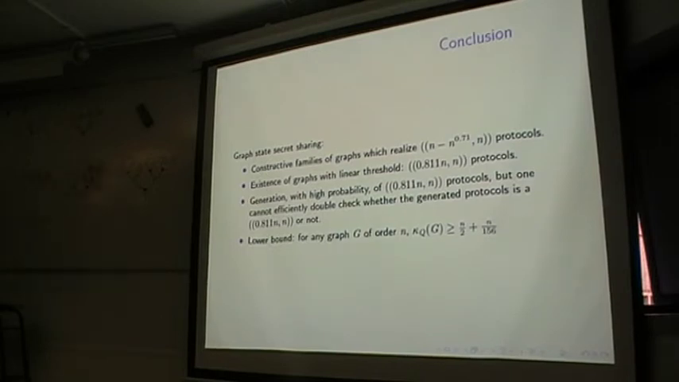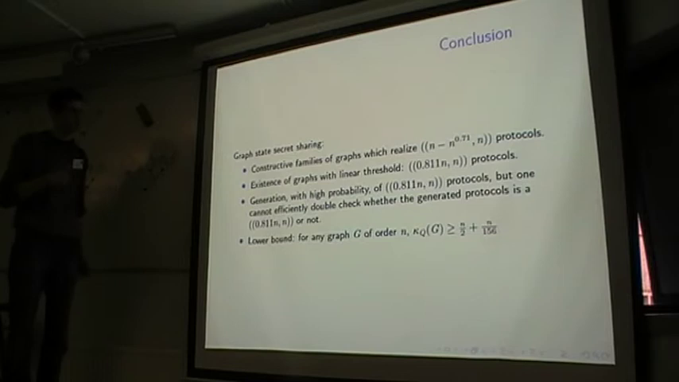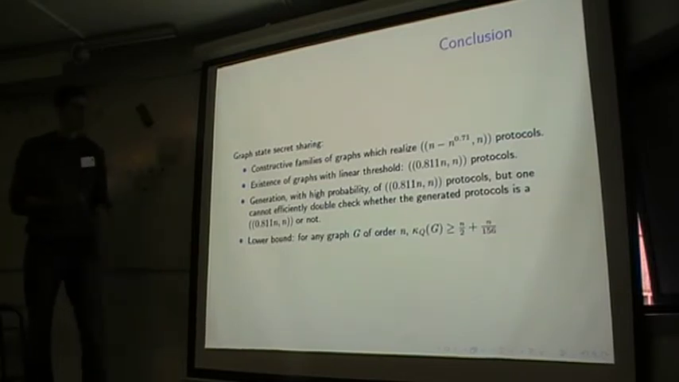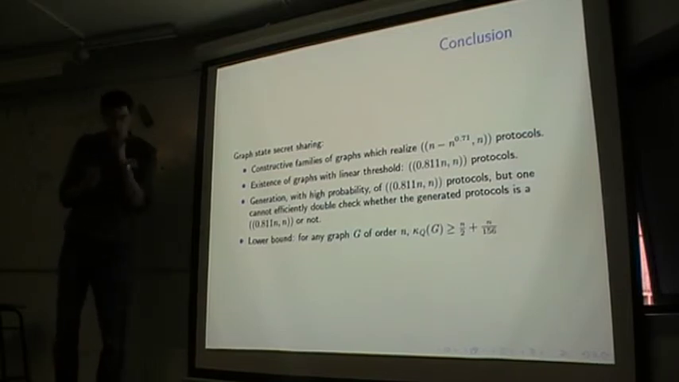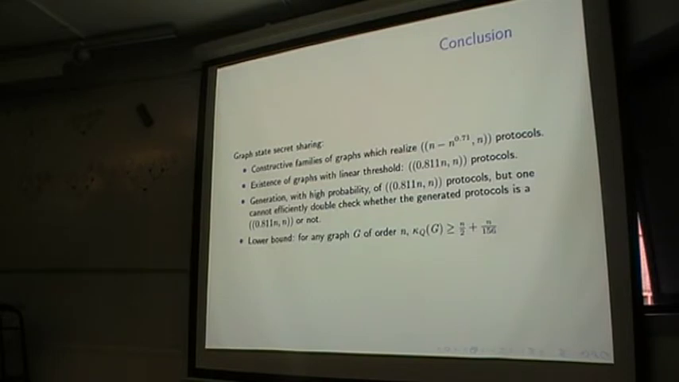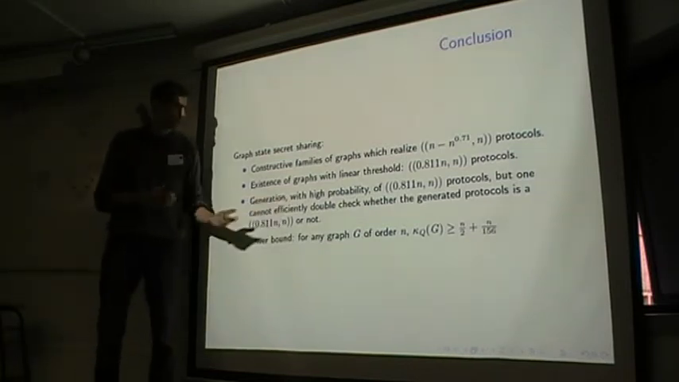We have a nice procedure for generating good protocols. That is, just take a random graph. In fact, if you don't really care about the fact that the graph you obtain actually has a linear threshold, then it's okay, because the probability that the graph has a bigger threshold is very small. But if you want to double check that the threshold is actually linear, then you have the problem that this double check is not efficient.